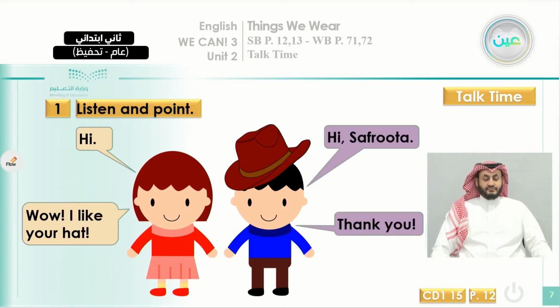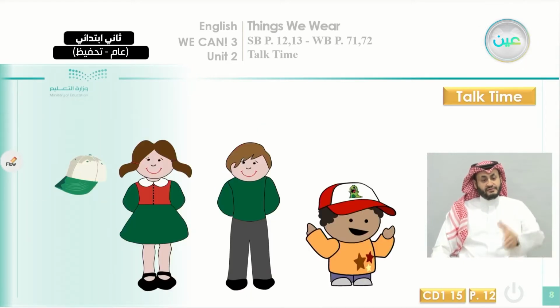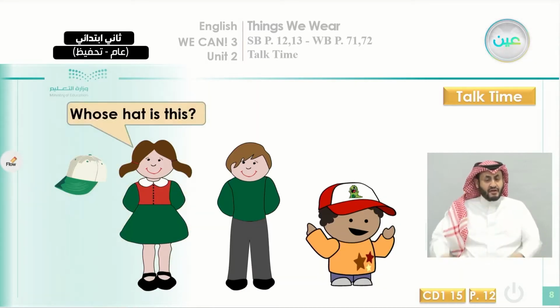Okay, so we move to the next slide here. We have a boy, we have a girl, we have a hat, and we have another boy. What's going on here? The girl has this hat, and she doesn't know whom this hat belongs to. So she's asking, whose hat is this? What do you expect the answer?